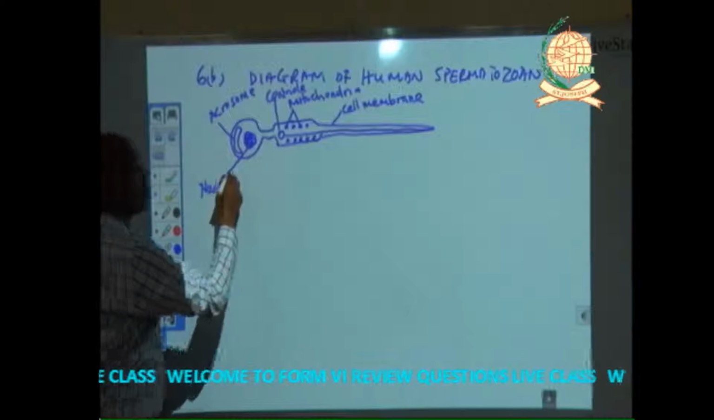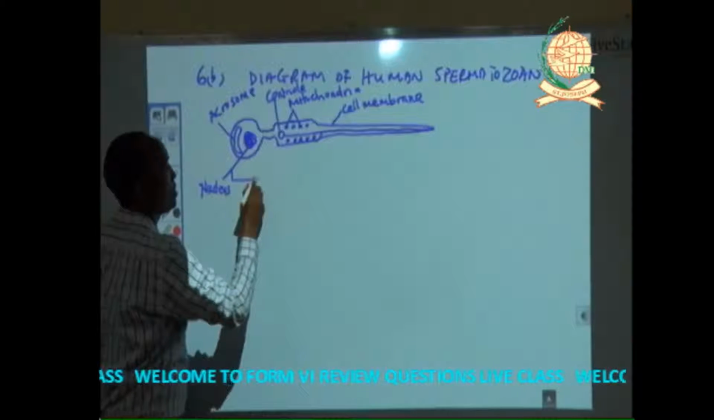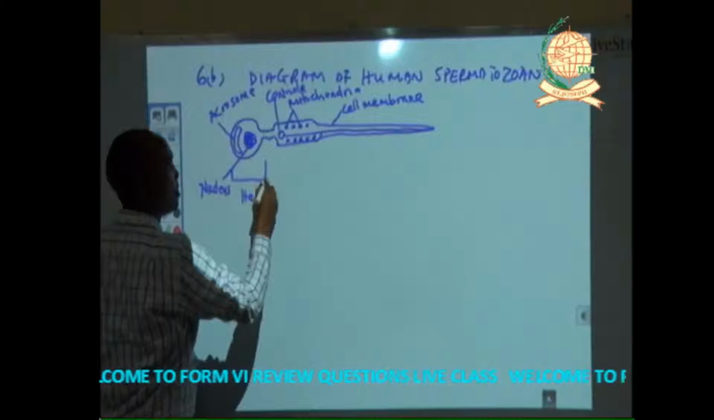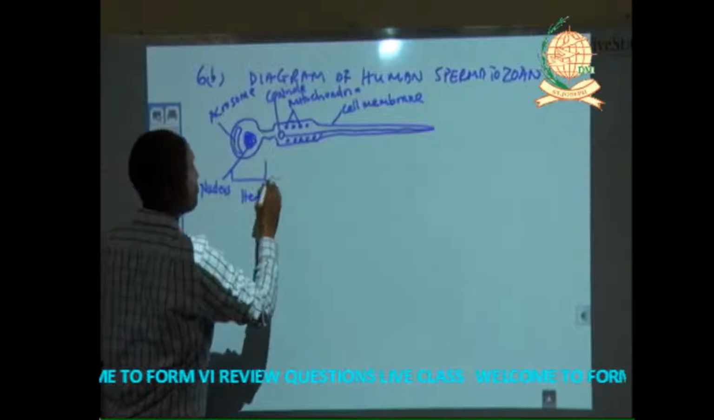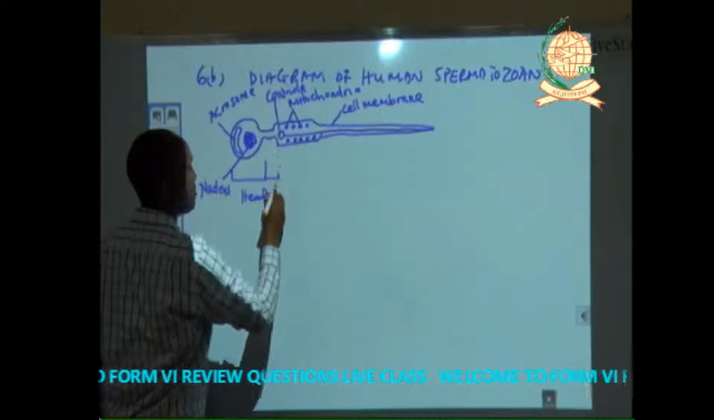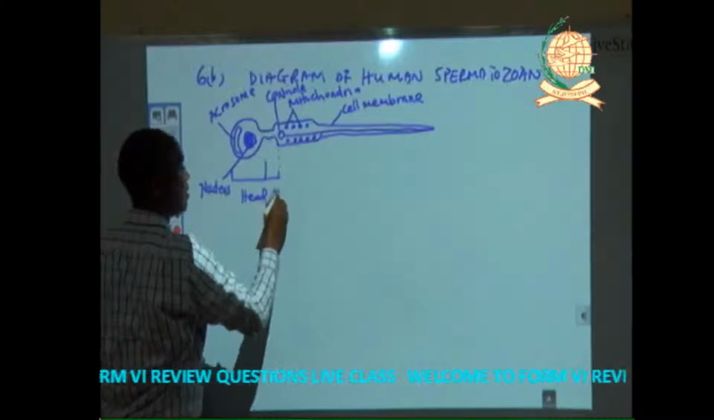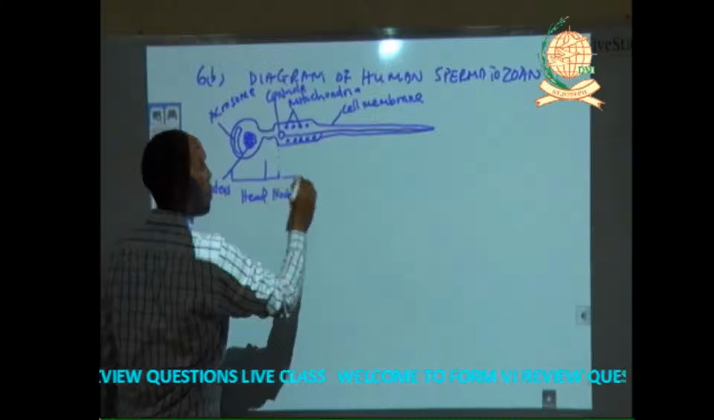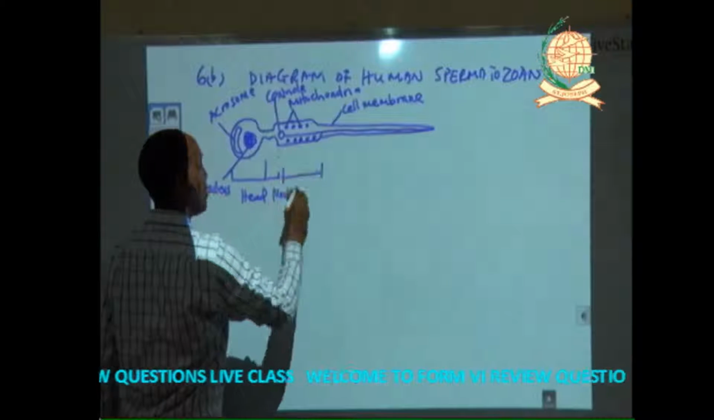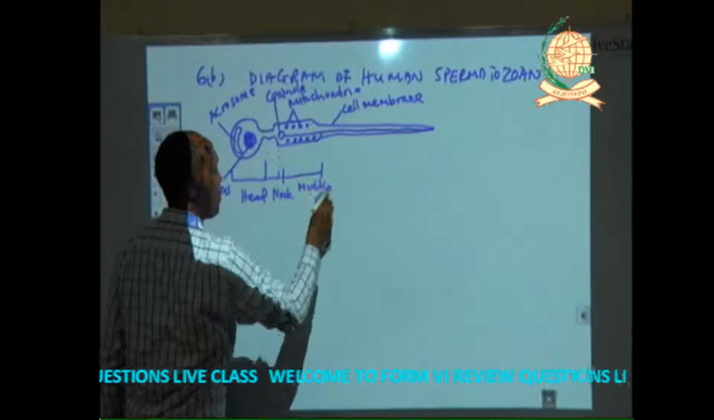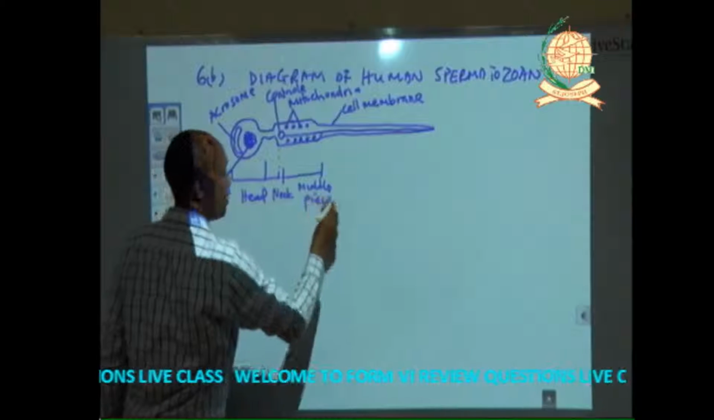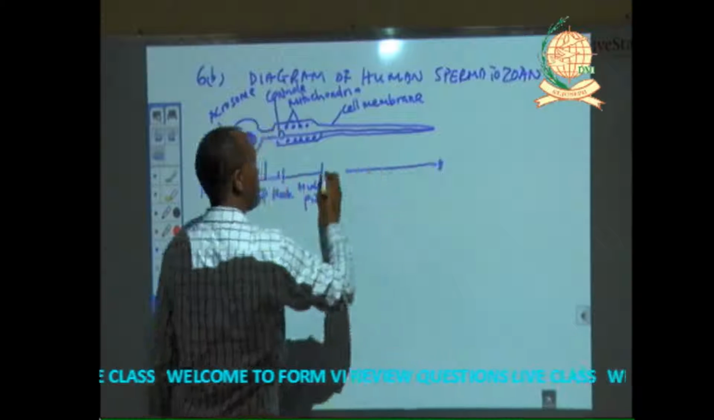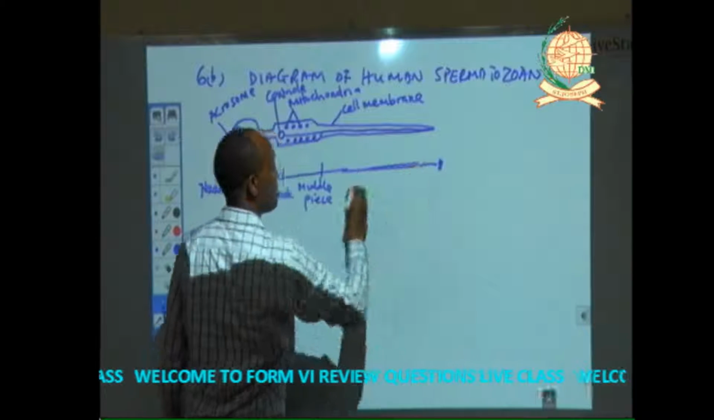Here, from this point to this point, this is the head, and from here to this point is the neck. This is the middle piece. From here going to this part is what is known as the tail.